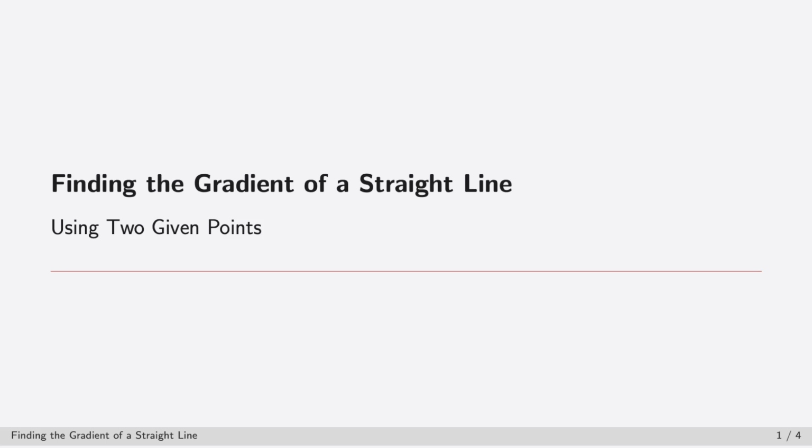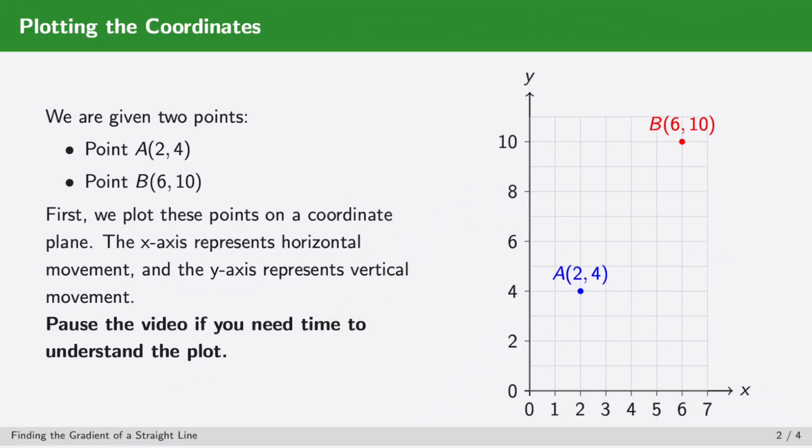All right, let's dive into today's lesson on finding the gradient of a straight line. We have 2 points given to us. Point A at coordinates 2, 4, and point B at coordinates 6, 10. These points are plotted on a coordinate plane where the x-axis represents horizontal movement and the y-axis represents vertical movement. By placing these points on the graph, we can visualize the line passing through them.